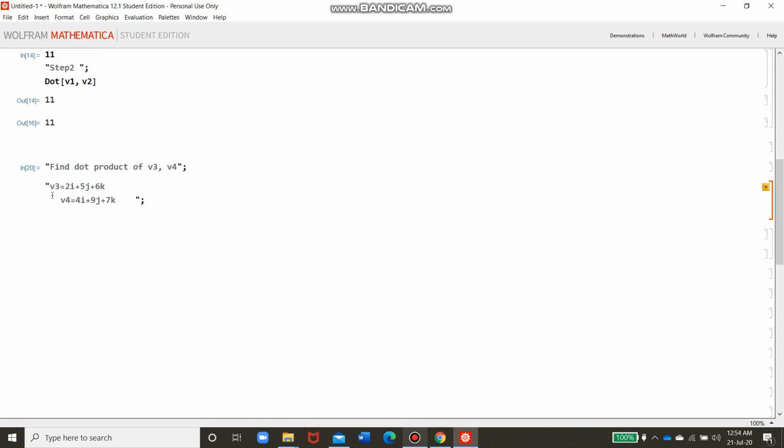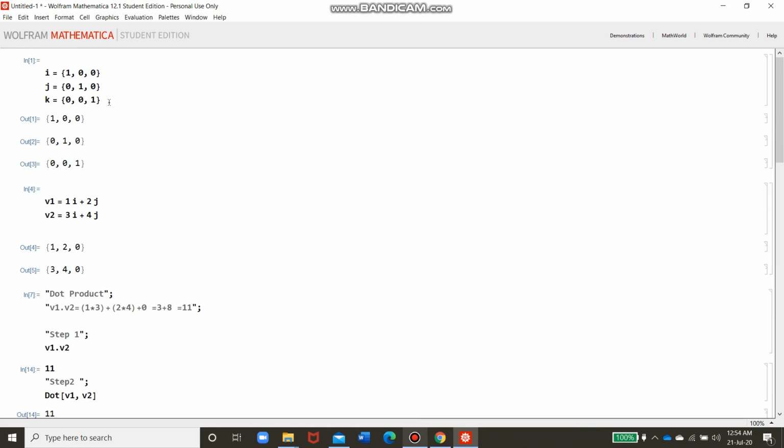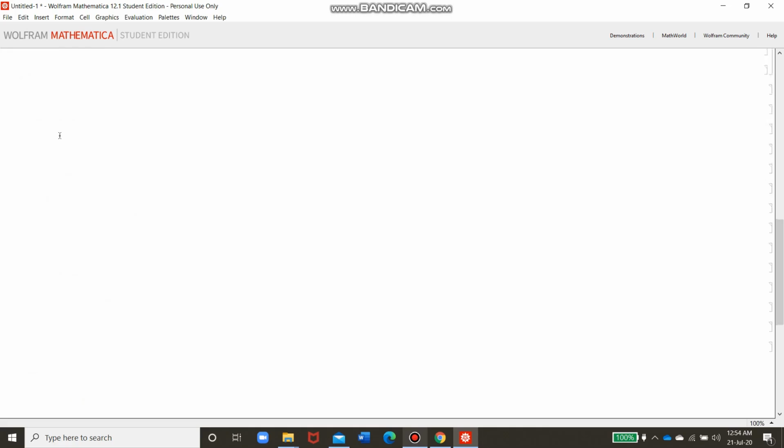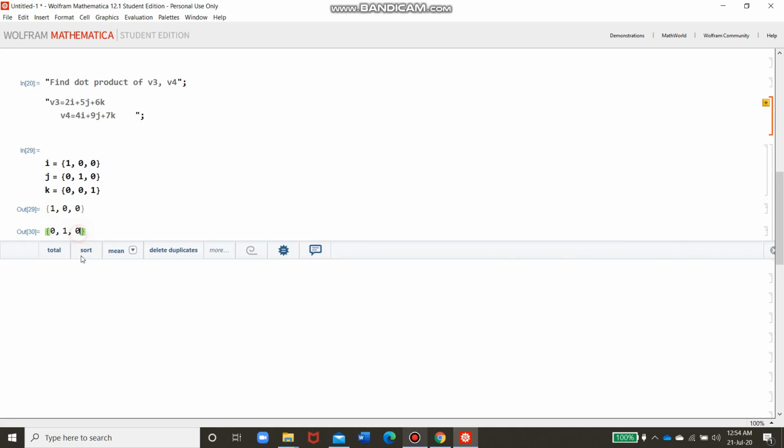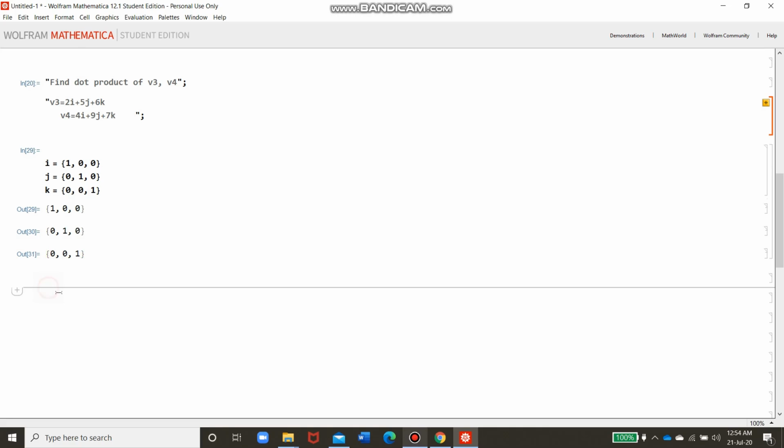To solve this, the first step is I need to define my i, j, k over here. So I define my i, j, k, Shift Enter. Just make sure that after every step you press Shift Enter so that you don't miss out any error and then get confused. So I have my i value, j value, and k value. They all are in matrix form. The next step is I need these two equations here.